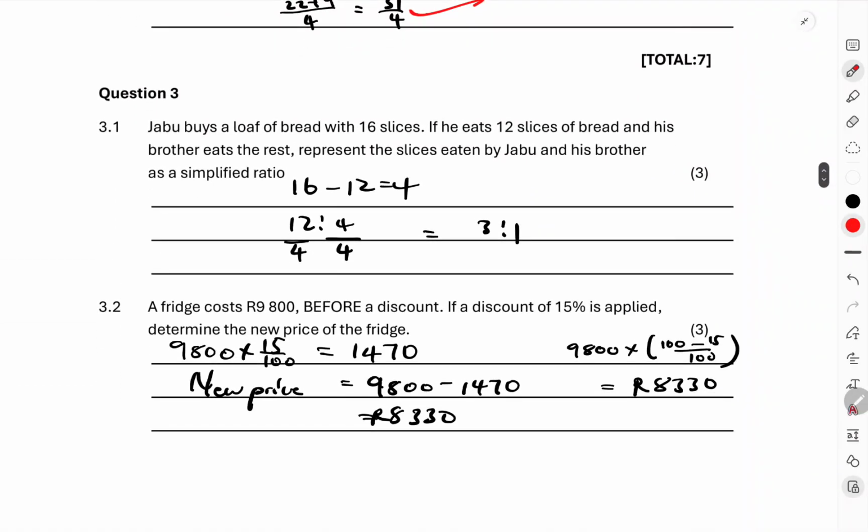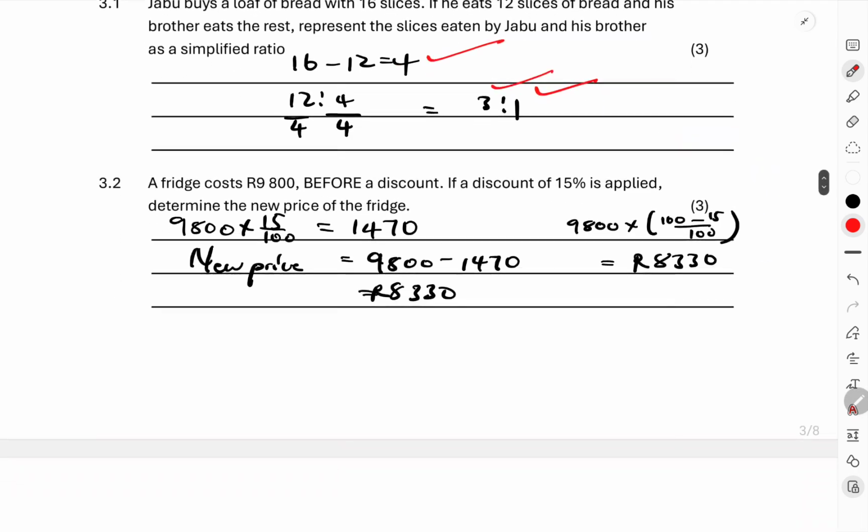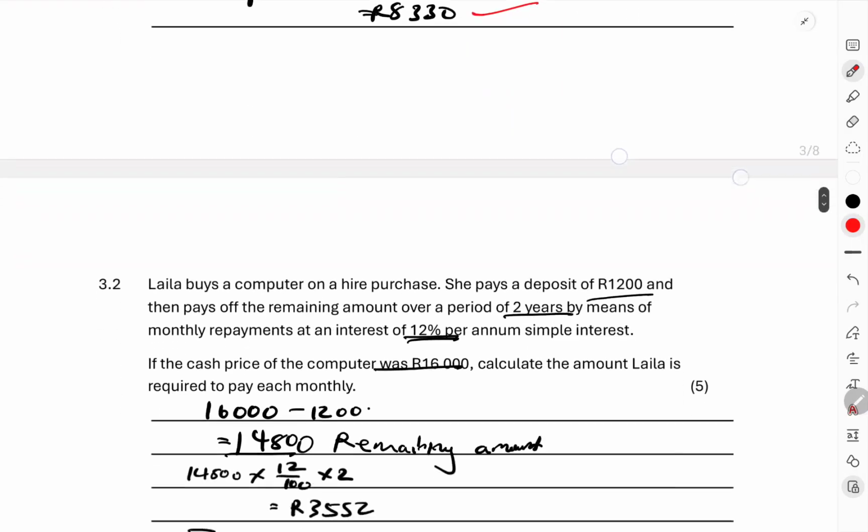So this question was worth 3 marks. You are going to receive a mark for knowing that if Jabu eats 12 slices, there are 4 slices left, and then 1 mark for each correct ratio. Then here you will receive 1 mark for finding the discount, 1 mark for knowing that you have to subtract the discount from the original amount, and 1 mark for the new price of the fridge.